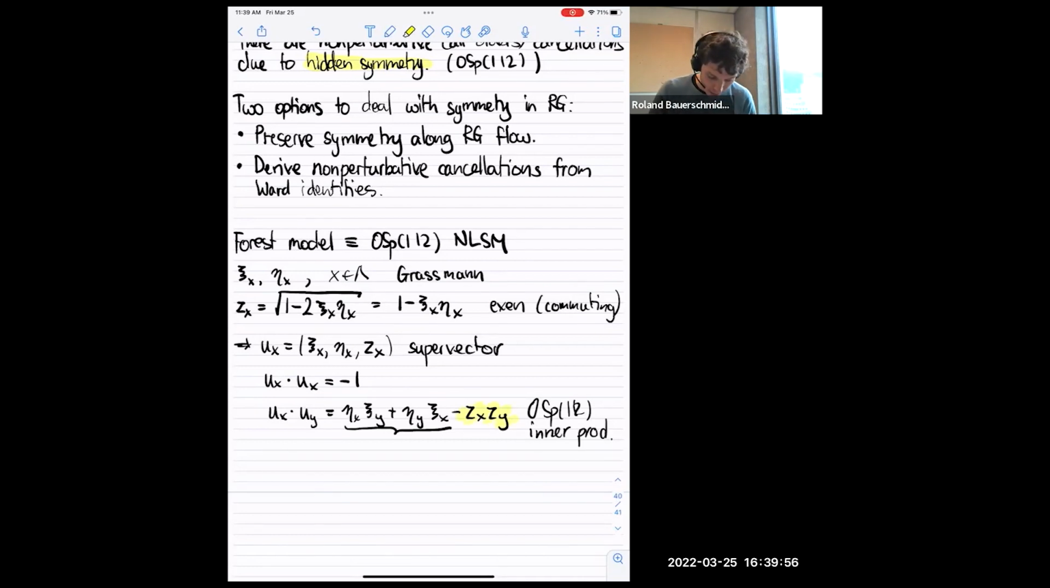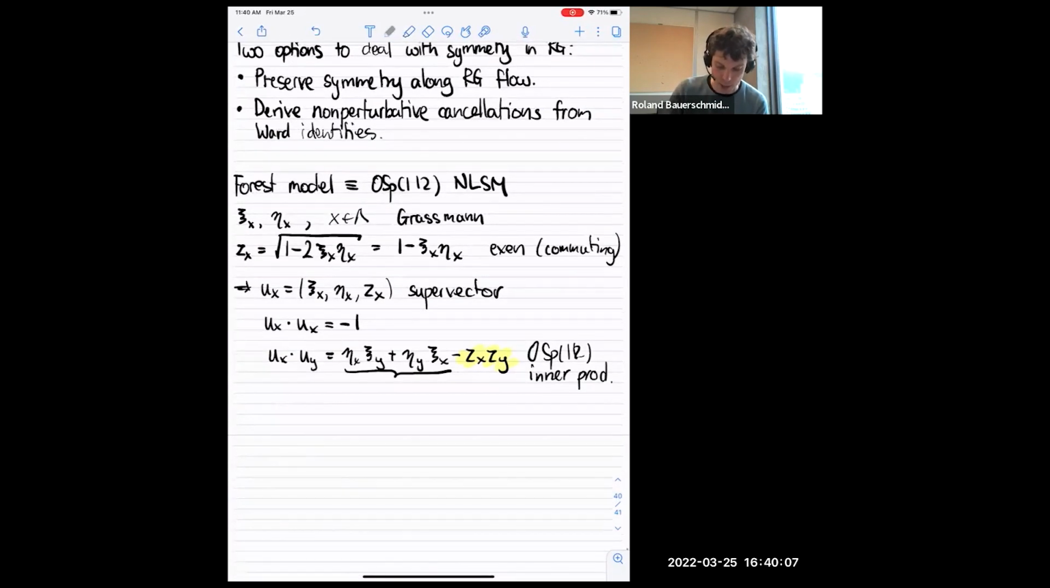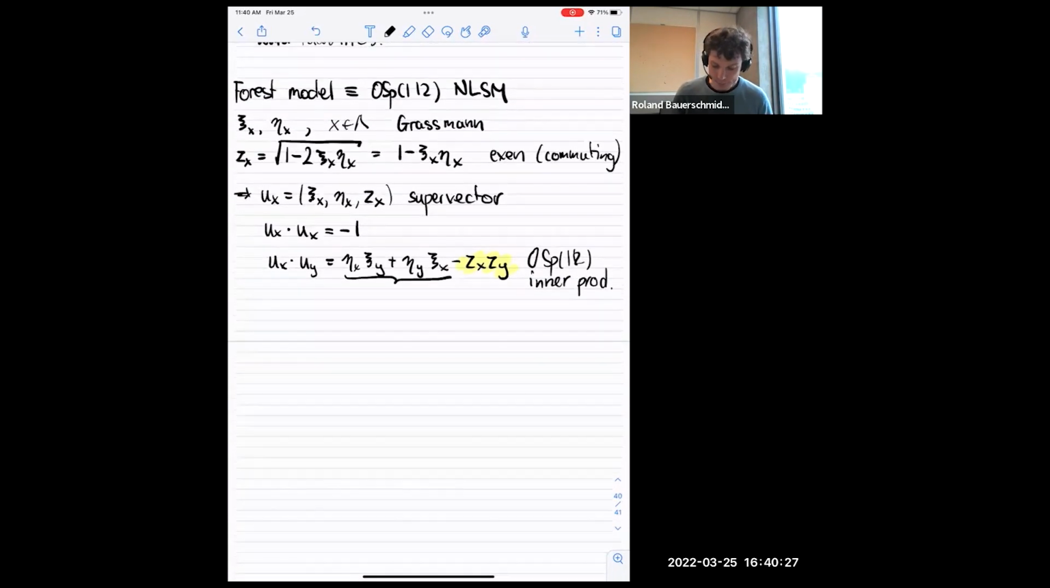Anyway, if you don't like the fancy terminology, this is really all there is to it. This is the definition. They satisfy this constraint, ux dot ux is equal to -1 with this definition, and we think of this as an inner product. And OSP12 is just by definition all the transformations of the Grassmann algebra that preserve this inner product. Just like the rotation group is all the transformations that preserve the Euclidean inner product.